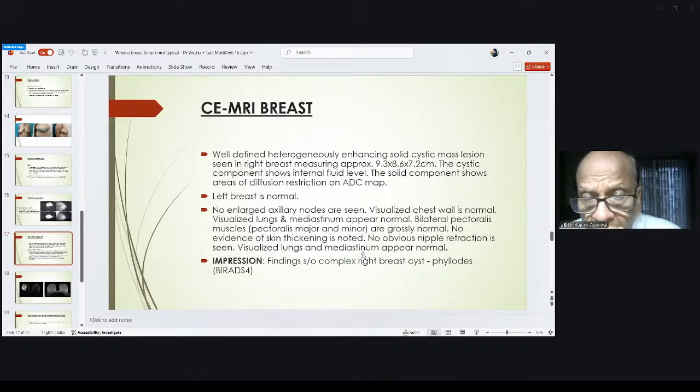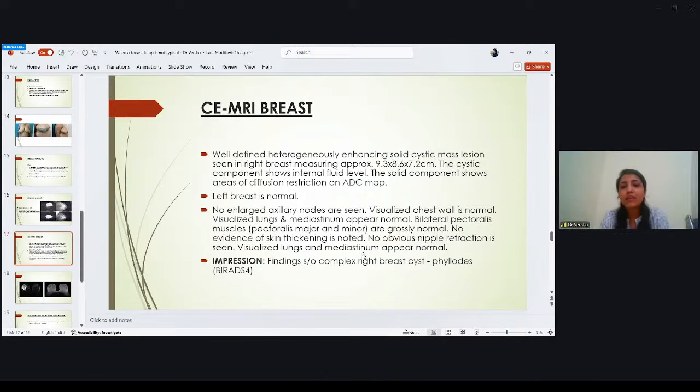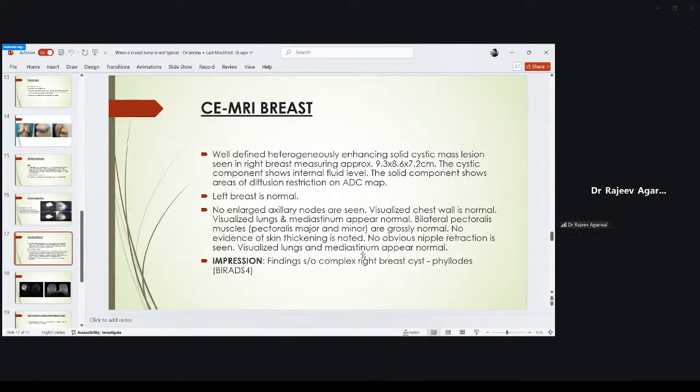The chest was normal. Visualized lungs and mediastinum appear normal. Bilateral pectoralis muscles were grossly normal, and there was no evidence of skin thickening noted. And there was no nipple retraction seen. So the final impression of CE-MRI breast was complex right breast cyst favoring phyllodes tumor, corresponding.